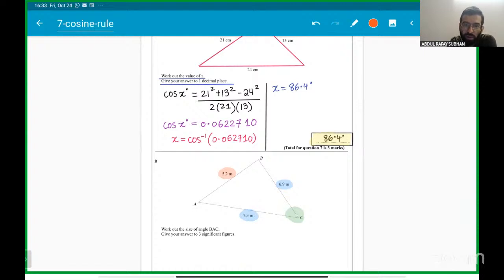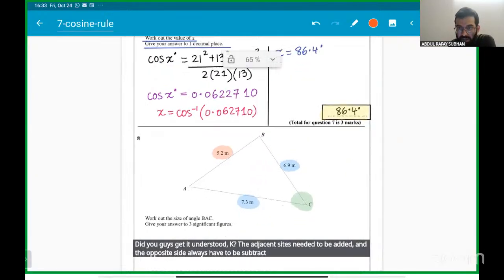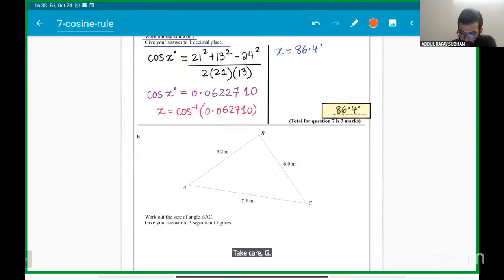Did you guys get it, understood? The adjacent sides need to be added and the opposite side always has to be subtracted. Is everyone clear on that? Okay. So that is what is important.